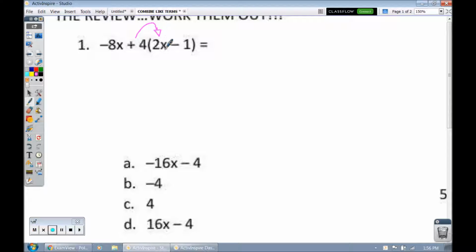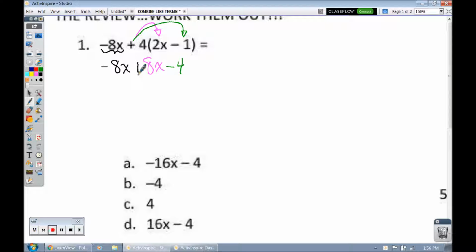4 times 2x, that's going to give us 8x. And then you have to do this one more time. You have to multiply the 4 times, that's a negative 1. 4 times negative 1 is negative 4. And then bring down what you have left. We have this negative 8x.